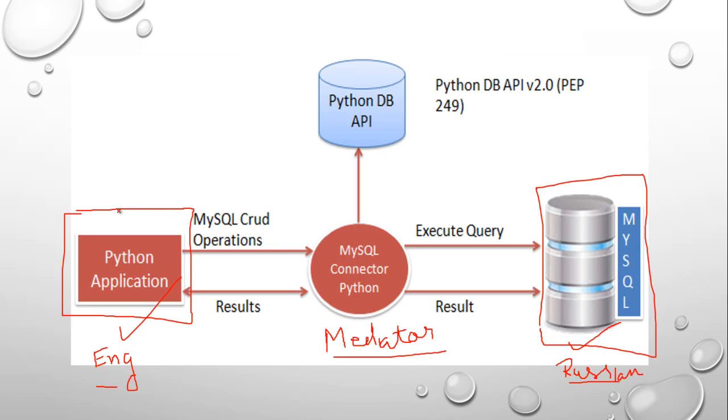Similarly, a Python application has some different rules and regulations, whereas MySQL has some different structures. So in order to communicate between these two, we need a MySQL connector with Python. This component is required before performing any work between these two. Along with this component, we require a Python DB API. DB means database and API means application programming interface.